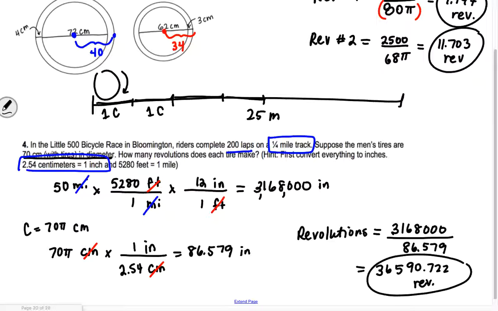Tricky. Yeah. Where did you get the 86? I took 70 times pi. Did you do the pi as well? Yeah. So I got 219, and then I divided by 2.54. Oh, I did times 2.54. Yeah, you got divided. So basically, this one goes on the bottom because of the centimeters, and centimeters need to cancel. And that's why we do this.